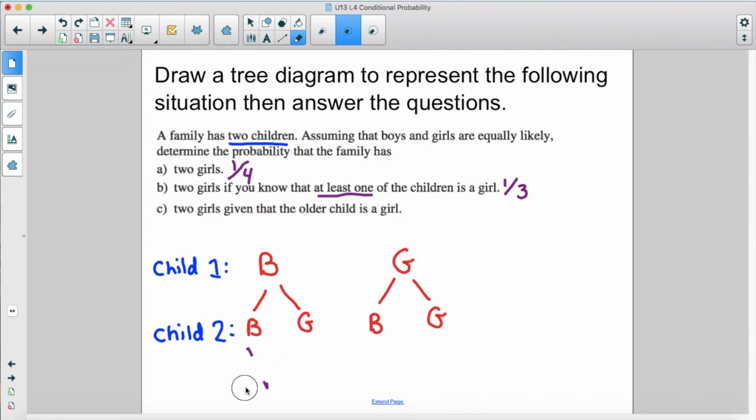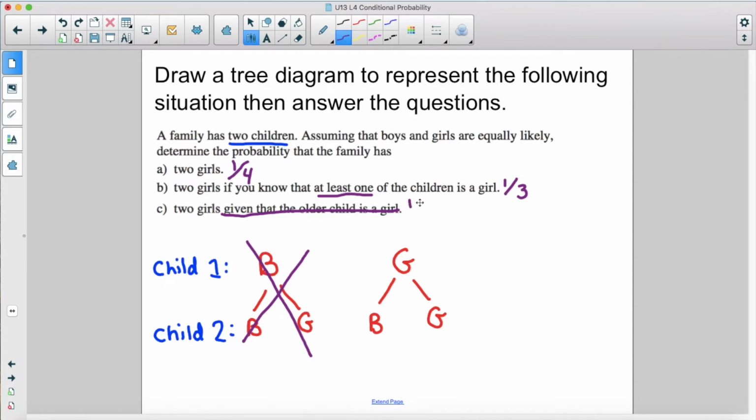Now let's look at the last part. It says, what is the probability that the family has 2 girls given the older child is a girl? So now, child 1 has to be a girl. We are not looking at this branch at all. So now, looking at this, you can either have a girl and a boy or a girl and a girl. Those are your only 2 options. So the probability that there are 2 girls is 1 out of 2.